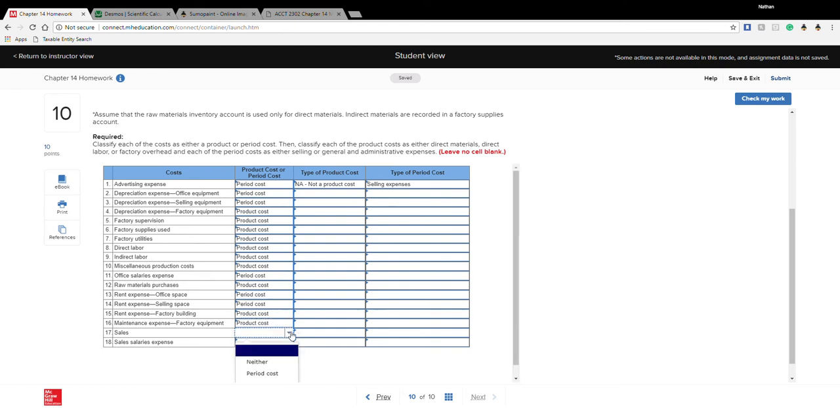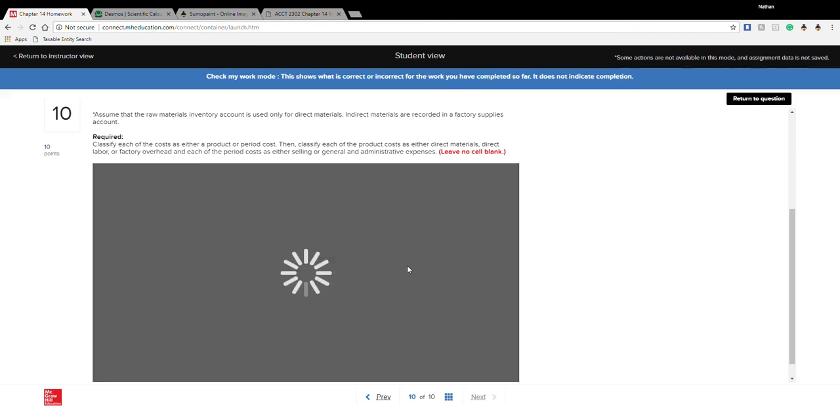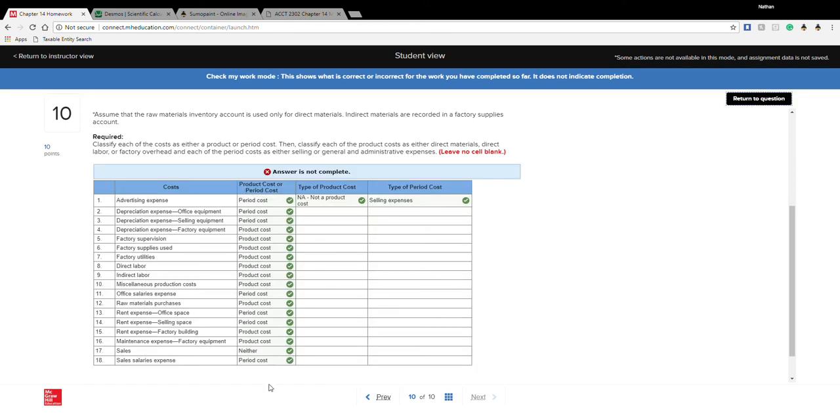Sales. Now, sales is a special one. Sales is not a cost. That's a revenue. So, since it's not a cost, it has to be neither. Okay? Watch out for that one. That one's always deemed to trick people up. And then you have sales salaries expense. Again, it's dealing with the sales. So, you can always check my work after you finish that column. Make sure everything's correct.